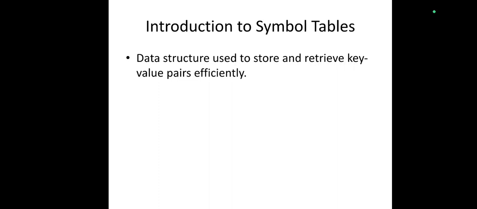Introduction to symbol tables. The data structure used to store and retrieve key-value pairs efficiently. A symbol table is a data structure used to store information about identifiers in a program. Identifiers may include variable names, function names, constants, and labels. For example, consider the following program: int age; float salary. The symbol table stores the identifier and data type: age and salary equal to integer and float.